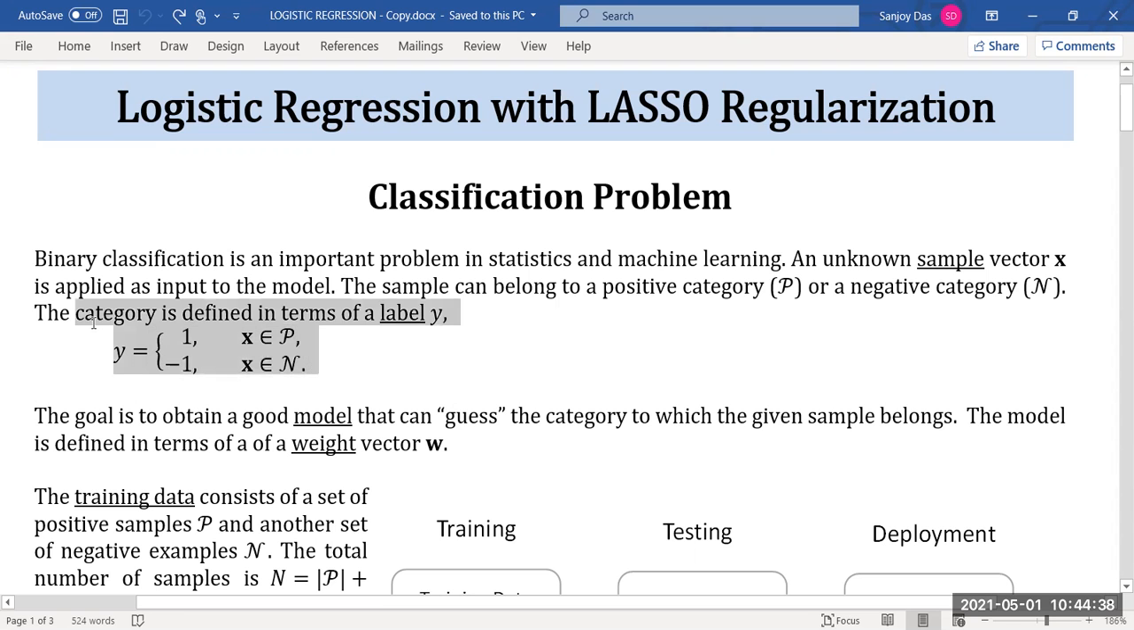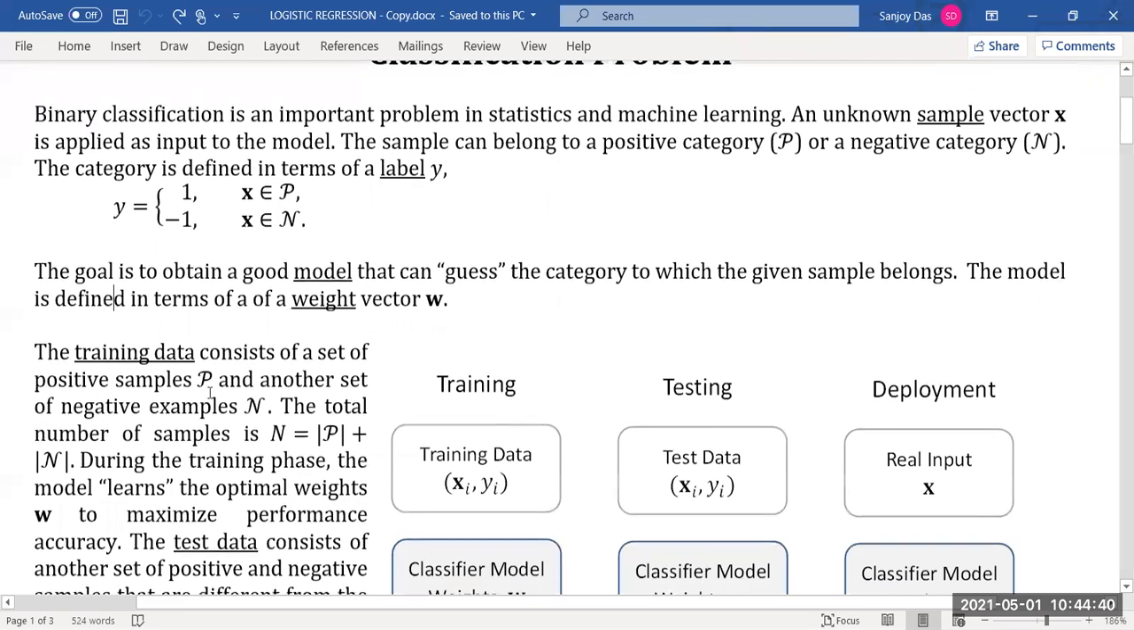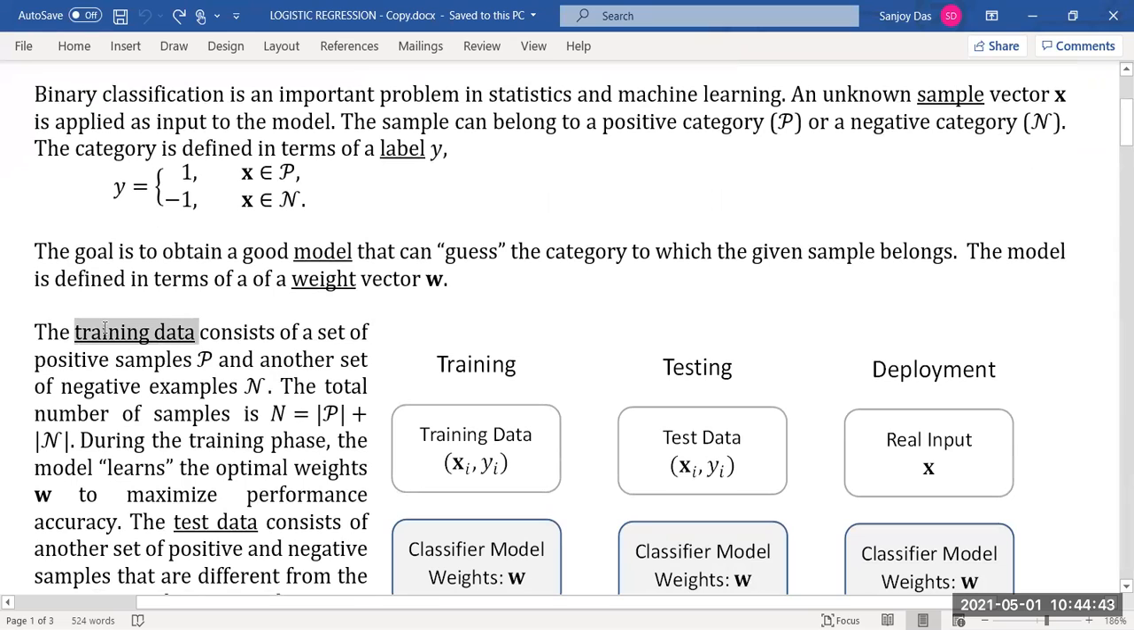Now for this model, we require a lot of training data, training samples. A lot of previous X's and Y's historically, where Y is already known, based on whether the applicant eventually profited the credit card company or not.